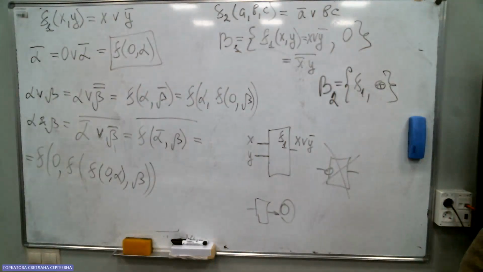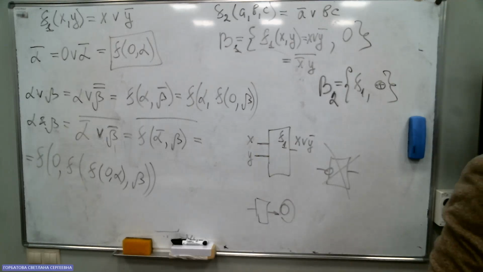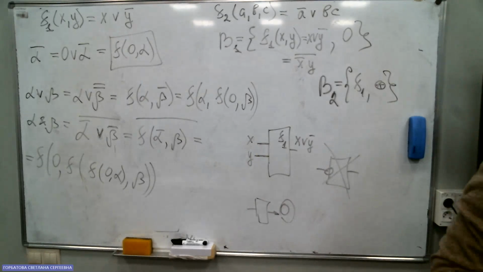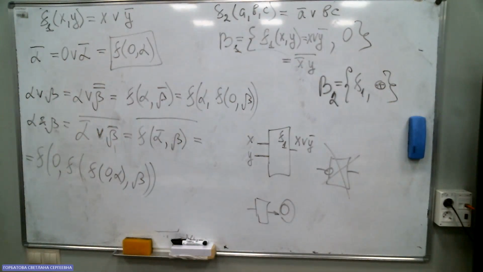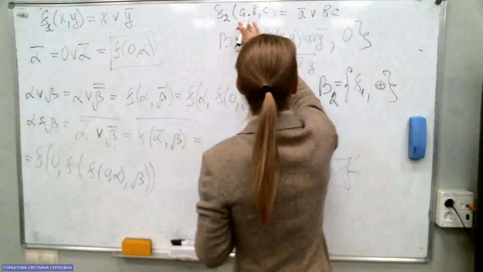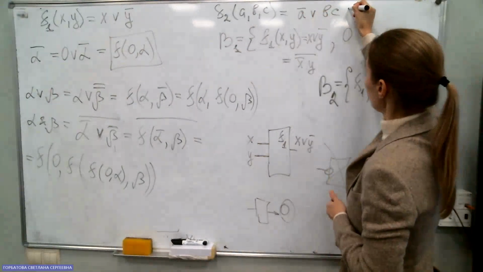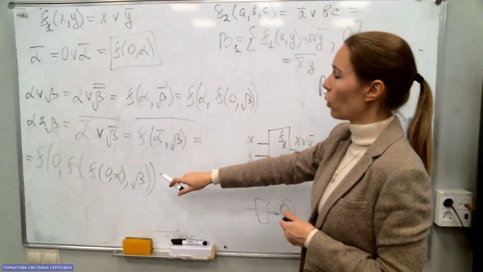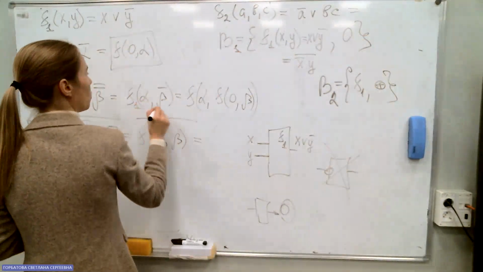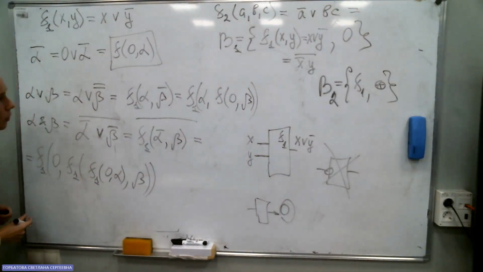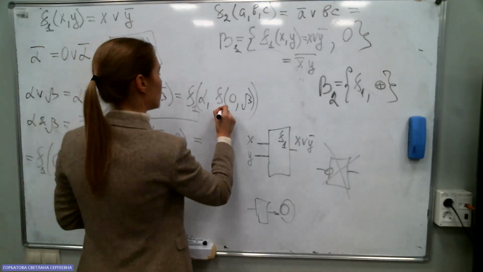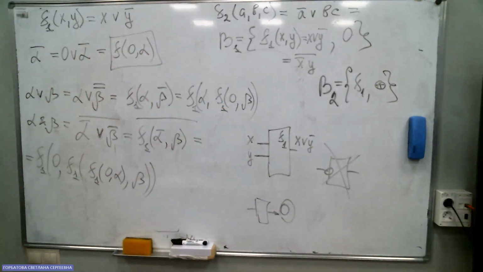Time is finished. Just 7 minutes. Let's stop here and next class we will finish this task. So the last step we need: instead of this expression, to get it just with function f1. Do you have questions?